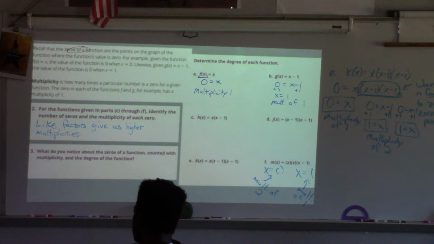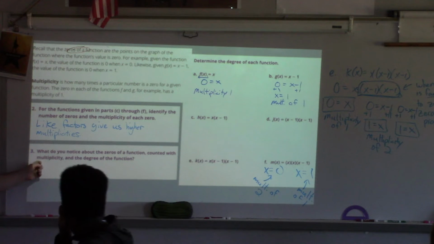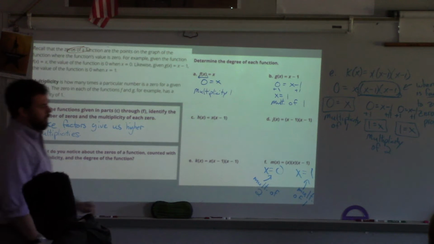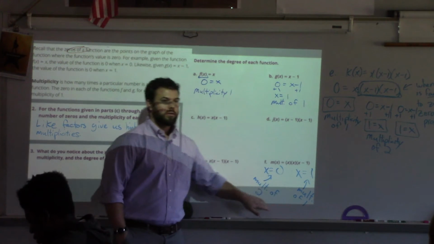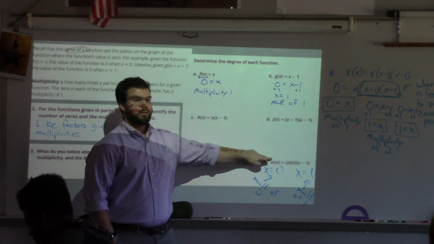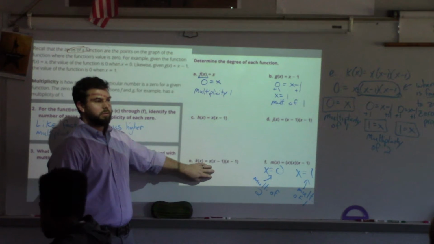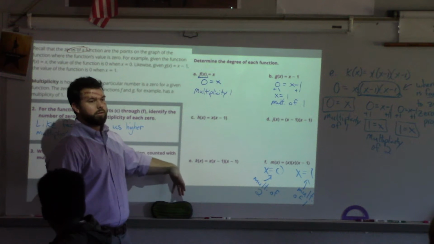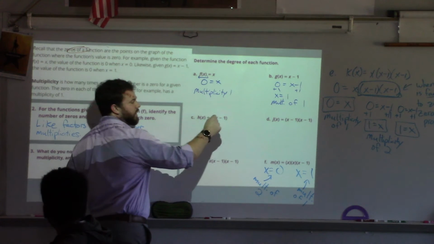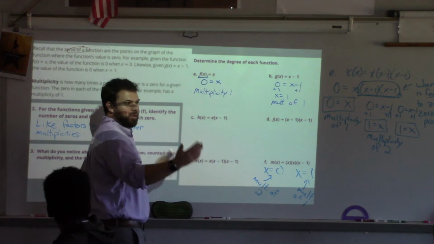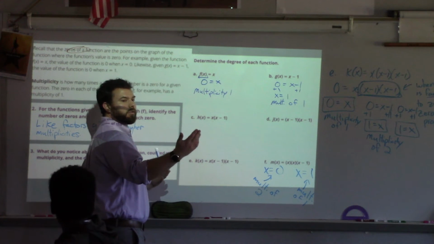Traditionally you write it all the way out. So I want you to notice this. What do you notice about the zeros of a function counted with the multiplicity and the degree of the function? What was our multiplicity here? Total, 3. What was the degree? 3. What was the total of the multiplicities here? 3. And what was the degree? 3. What was the multiplicity here? Well, it was 1 each, which would give us a total of 2, and the degree was 2.